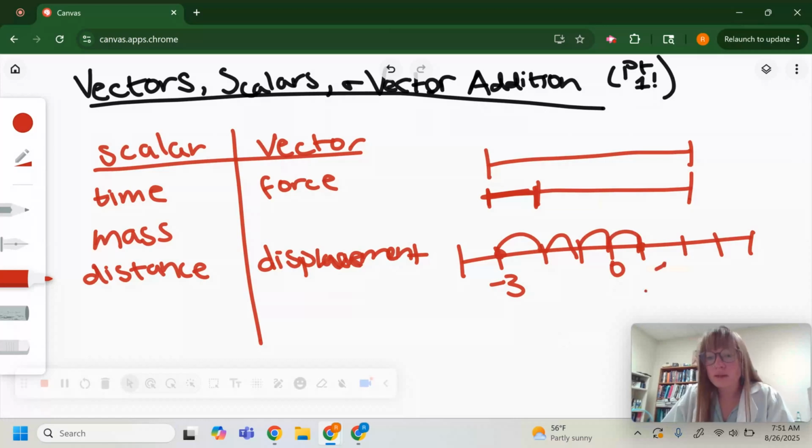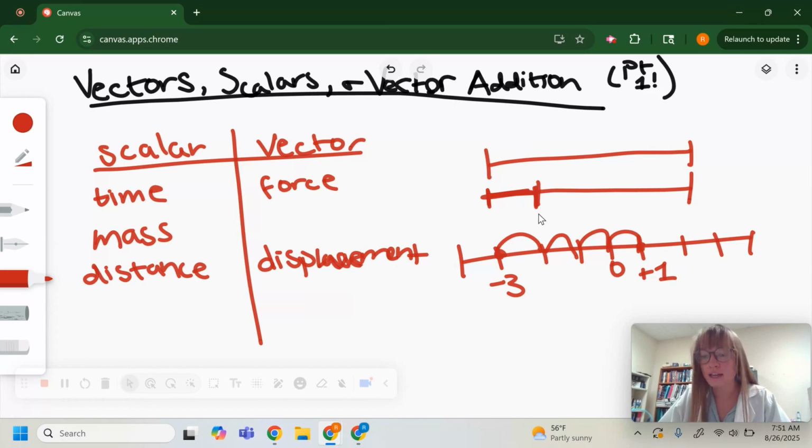This is how we do vector addition when it comes to displacement. We call some directions the positive directions and other directions the negative direction. When you add together with directions, you end up with some positive and some negative, and they might cancel each other out.